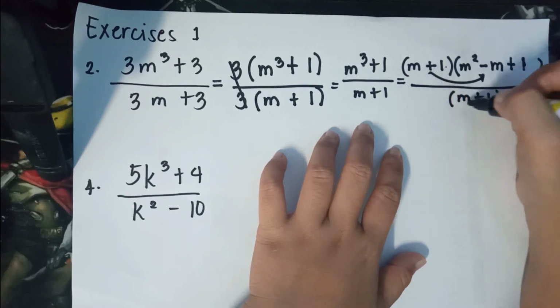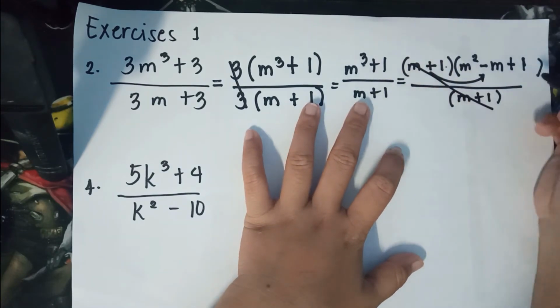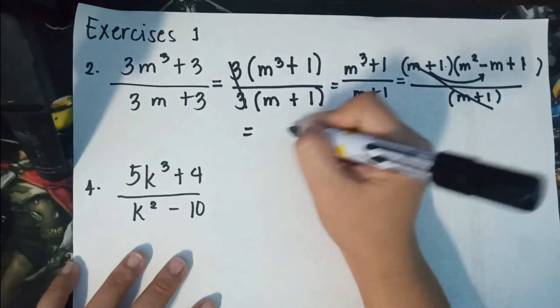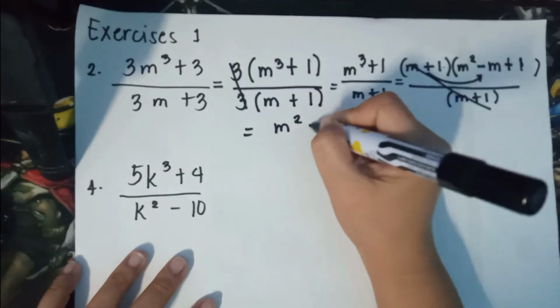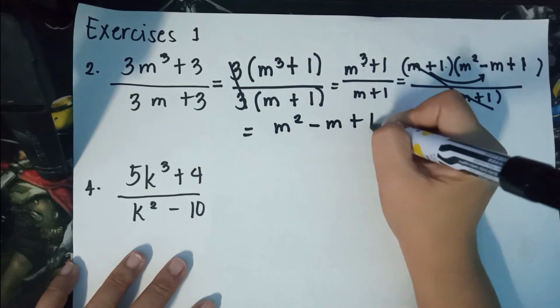Since m plus 1 and m plus 1 are the same, we can cancel out now. And our final answer is m squared minus m plus 1.